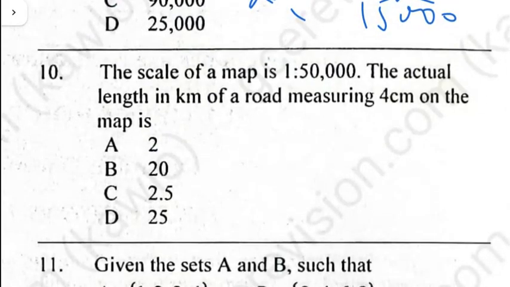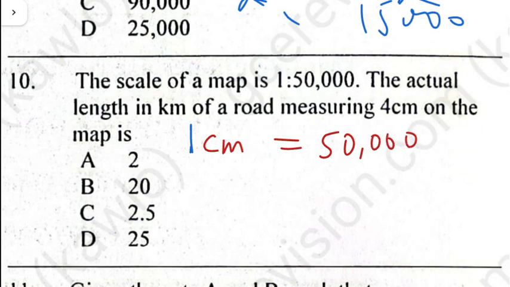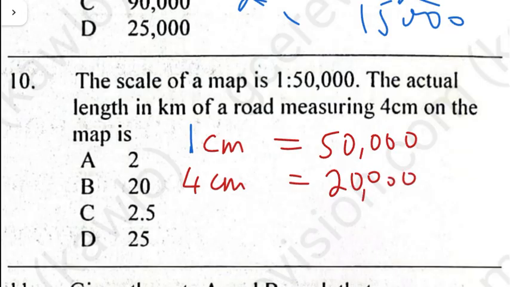Question 10. The scale of a map is 1:50,000. The actual length in kilometer of a road measuring 4 centimeters on the map is... So on this map, 1 centimeter is equal to 50,000. So from here, 4 centimeters will be 50,000 times 4, right? That's going to give us 200,000. Now, but they want this answer in kilometers.